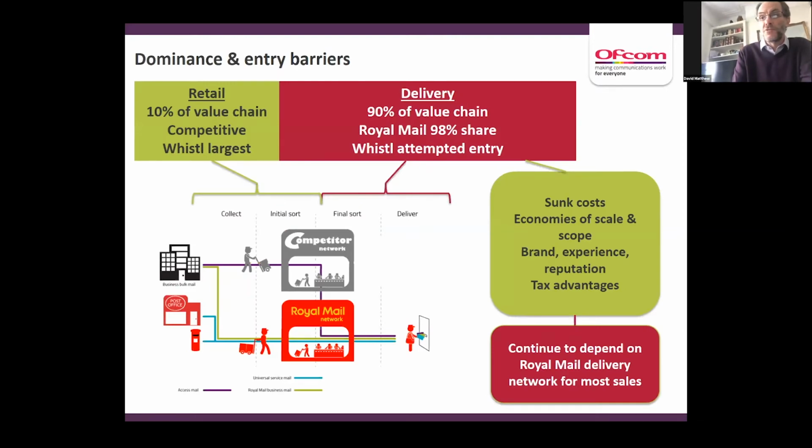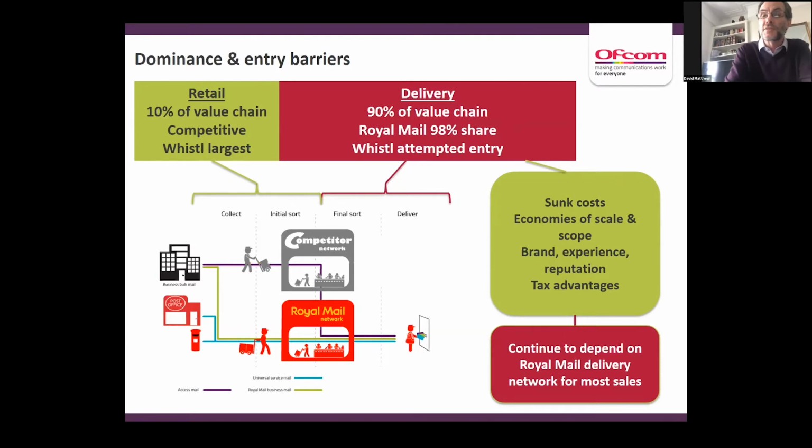So to give you a flavour of that dominance I described, here's the value chain. So what I've called retail, that's the bit where if you're Whistl or UK Mail in this country, you go to a bank and say, I'll collect your bills and I'll funnel them into the Royal Mail system and levy a charge for that. That is a competitive market. However, it is only 10% of the value chain. The vast majority of costs in post is in the delivery network. It's post people walking up and down the streets.